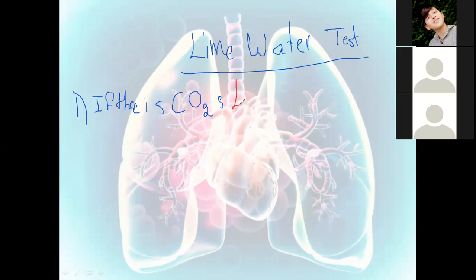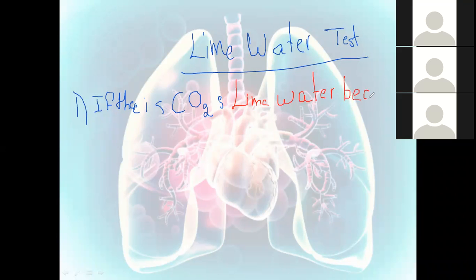Turbid. Lime water becomes turbid. Or you can say lime water becomes turbid, or milky, or cloudy. All of them have the same meaning. So lime water becomes turbid. Very good. Thank you, Michael.